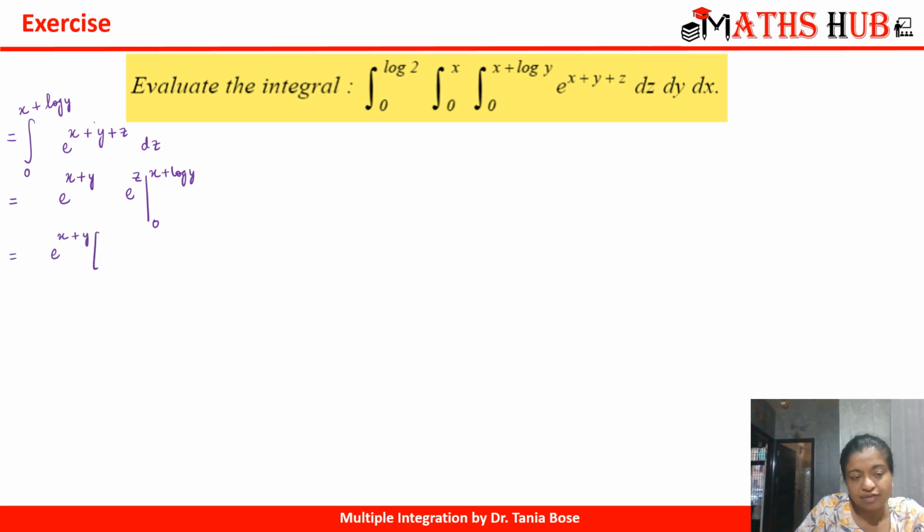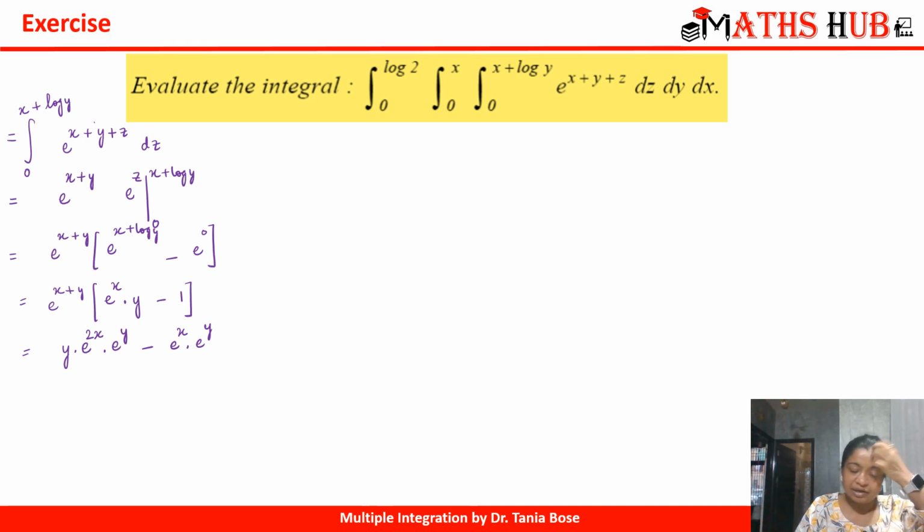And now when I place the values here, this is e to the power x plus log y minus e to the power 0. So this is how much? This is e to the power x plus y into e to the power x into e to the power log y, so that is y, minus 1. Right? So I can break this up. I can write this as y into e to the power x plus y. So this is e to the power 2x into e to the power y, and I can write the second term as e to the power x into e to the power y. Right? So I hope the innermost integral is clear how to solve it.